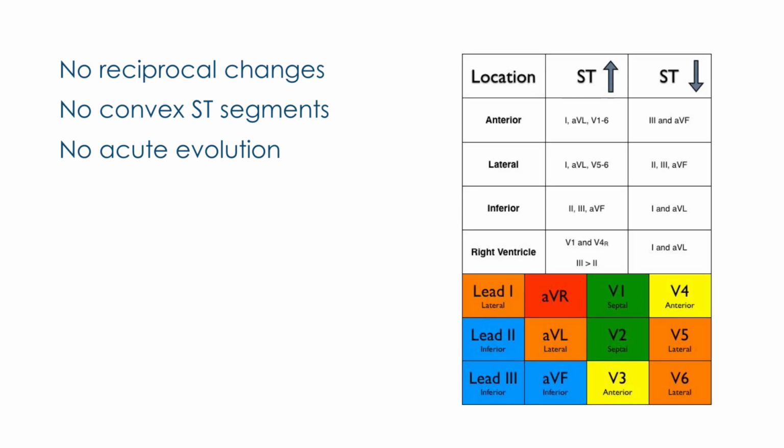The first thing that you have to know is what EKG leads are associated with certain anatomical regions of the heart. So lead 1, AVL, V5, and V6 are considered lateral leads. Leads 2, 3, and AVF are inferior. V1 and V2 are septal, and V3 and V4 are considered anterior leads.